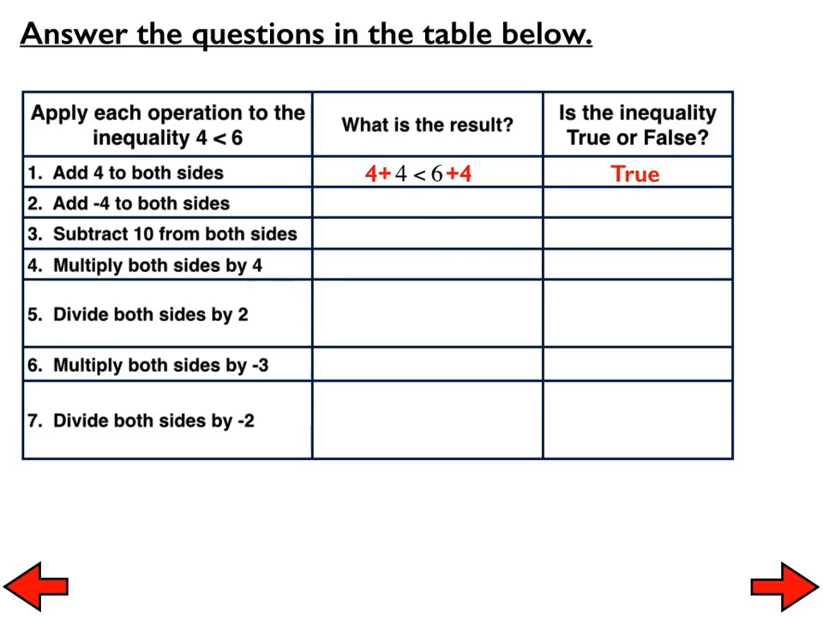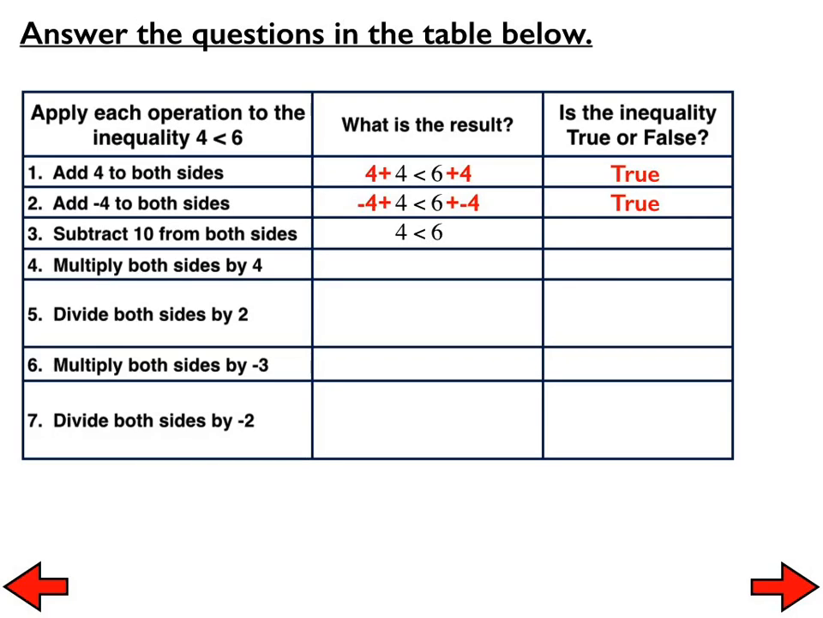All right, number 2. Once again, we're starting with 4 is less than 6. So I'm going to add negative 4 to both sides. Another way of thinking about that would be subtracting 4 from both sides. So now on the left-hand side I have 0 because negative 4 plus 4 is 0. And on the right-hand side I have 2. Is 0 less than 2? Is that a true statement or a false statement? True. Still a true statement. Okay?